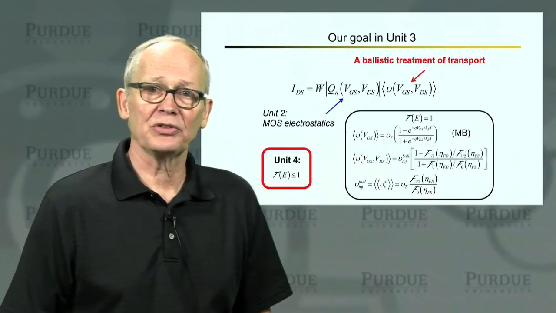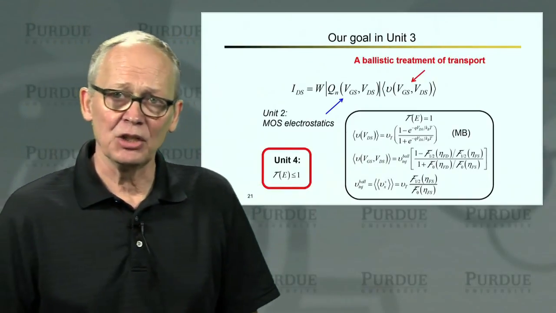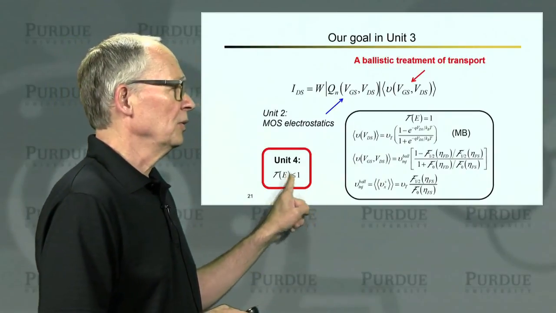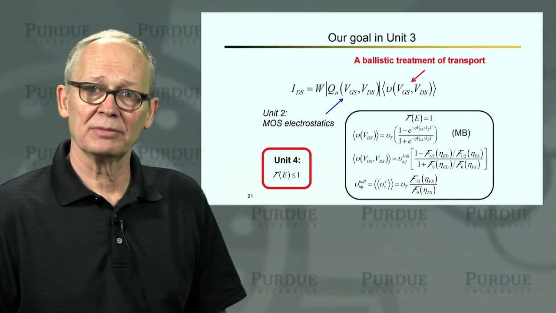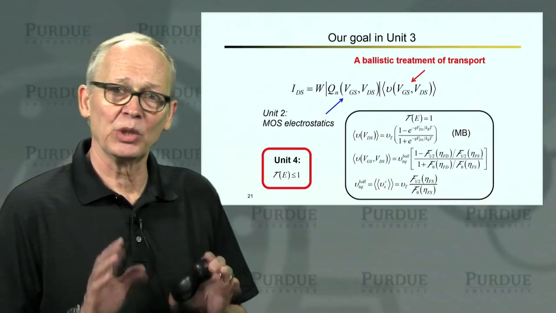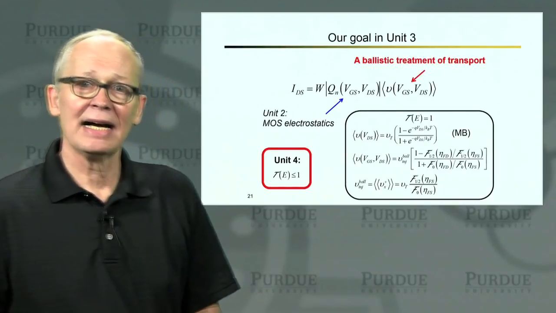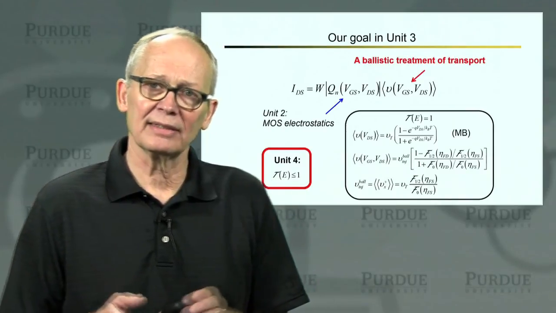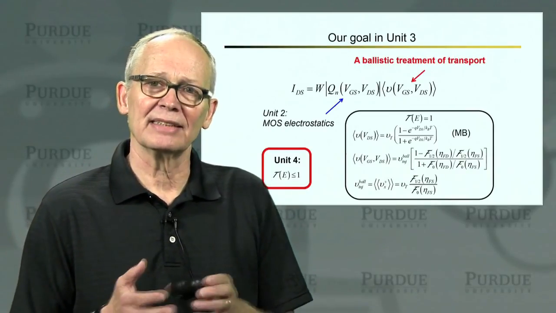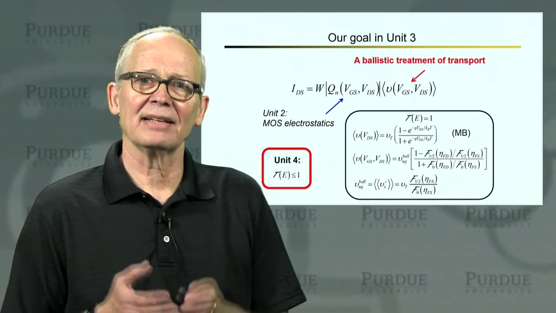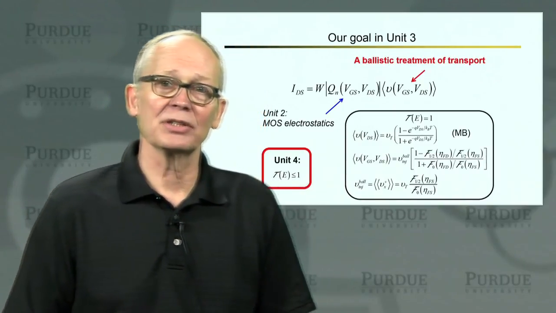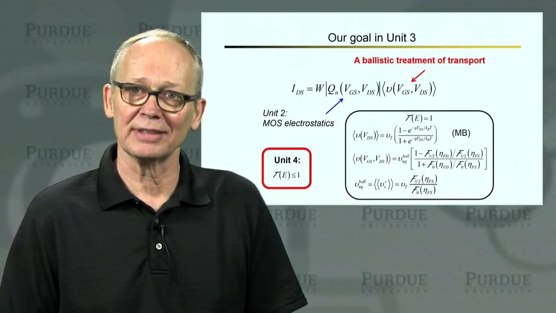So we're ready to proceed to Unit 4. In Unit 4, what we will do is we'll say that, well, we have to relax the assumption that the transmission is 1. Real devices have some scattering. How do we include scattering in this model? How do we describe realistic devices where the transmission is less than 1, but not a lot less than 1, where the traditional models apply? That will be the subject of Unit 4, and I'll look forward to seeing you in Unit 4.